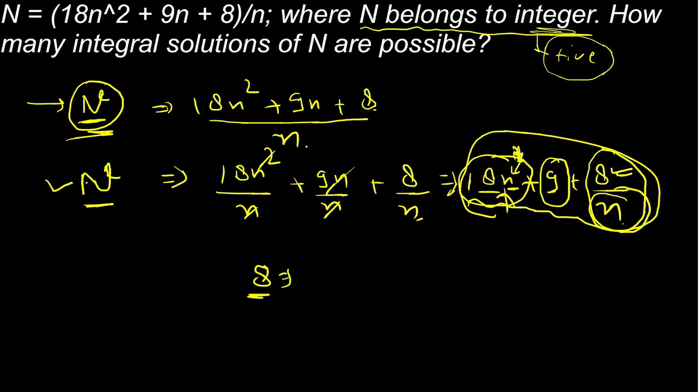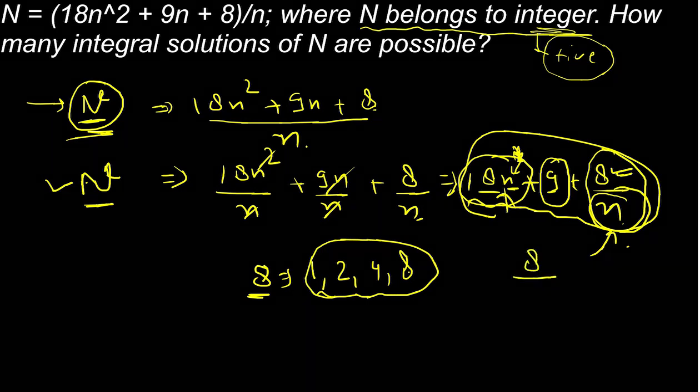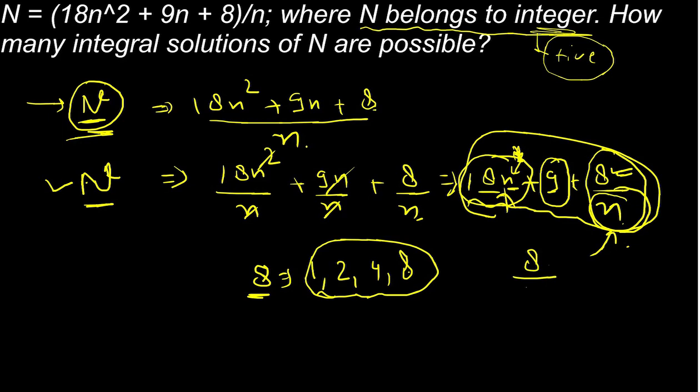So let me find out the factors of 8. Possible factors of 8 are 1, 2, 4 and 8. If you put these as the value of n, it will not give you a non-integer value. Like 8 upon 1 is 8, 8 upon 2 is 4, 8 upon 4 is 2, and 8 upon 8 is going to be 1.